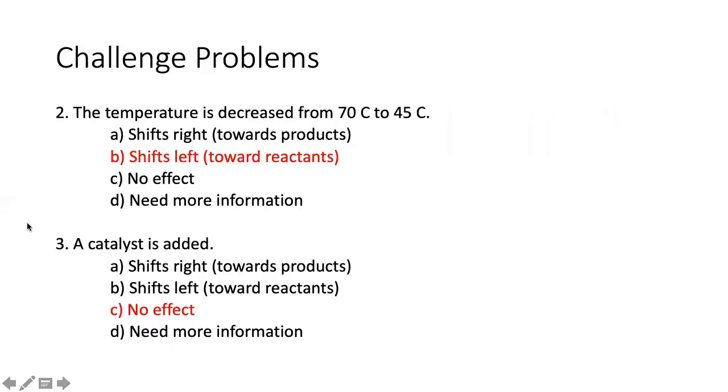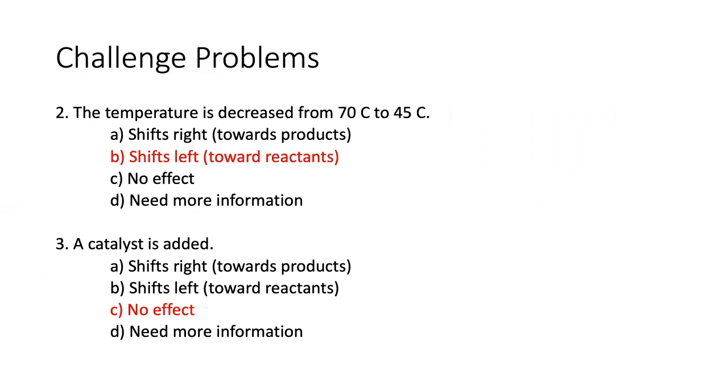Okay, how about the next two changes? So 2, the temperature is decreased from 70 Celsius to 45 Celsius. This is going to result in a shift left, or it's going to shift left towards the reactants, right? That reverse reaction will be favored. That one's a little more complicated, so we'll come back to it in just a second.